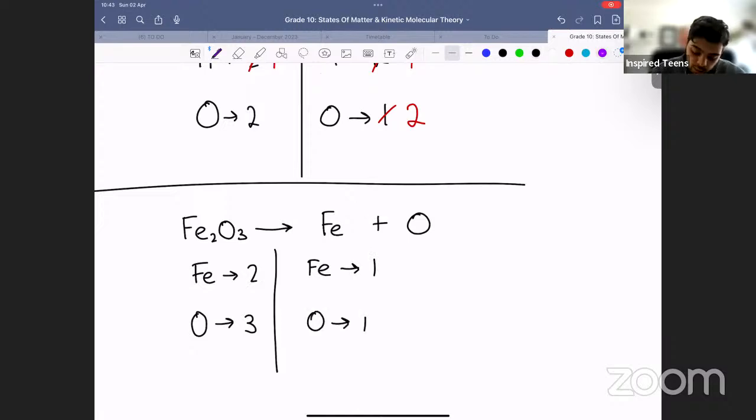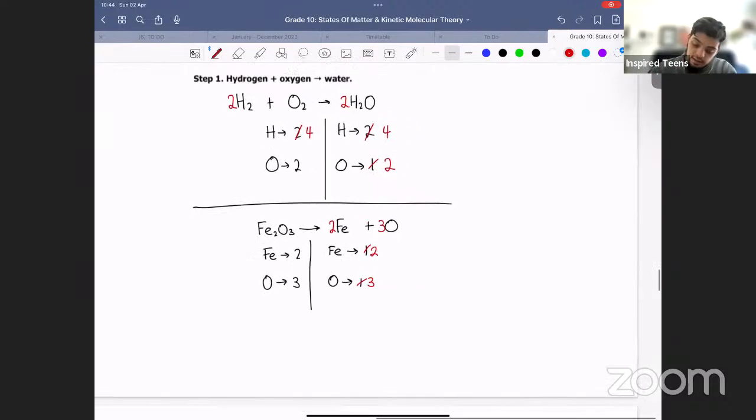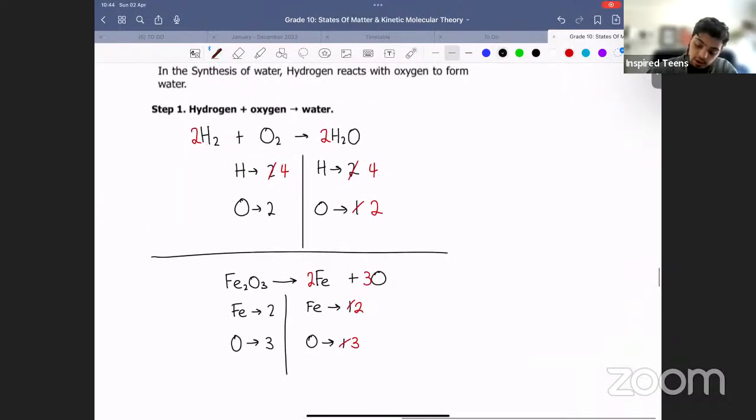So naturally, the way to balance it is if we can multiply the iron on the right by 2, then we have 2 irons, and now the irons are balanced. And if we multiply the oxygen on the right by 3, we have 3 oxygens on the right, and the oxygen's balanced. So that's a bit too easy. It's okay. Okay, yes, let's look at something like this. It's a bit more interesting and challenging.